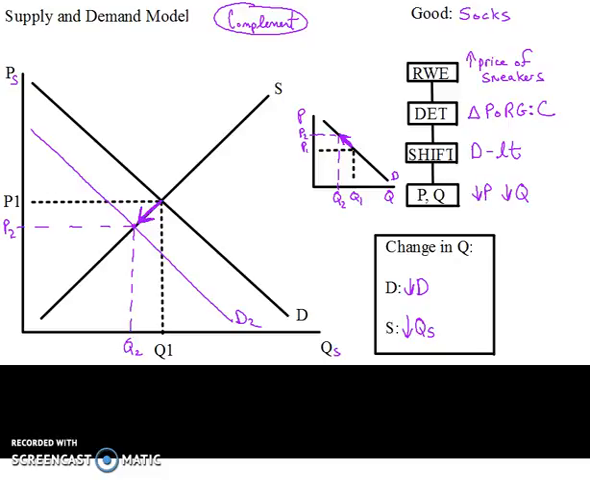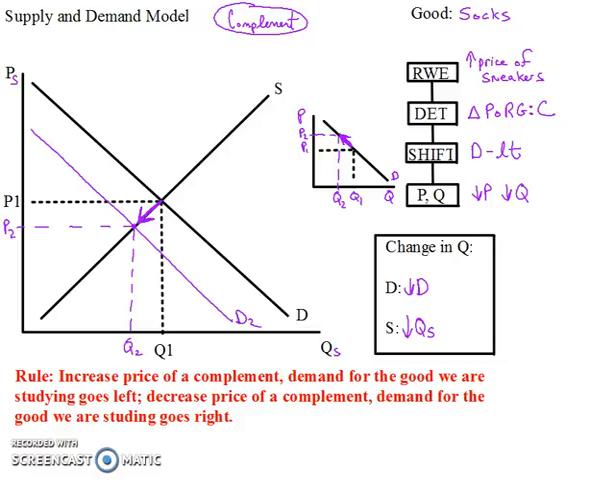Let's look at the conclusion that we can draw here. Anytime you get an increase in the price of a complement, that's what we did, increase in the price of sneakers, then the demand for the good that we are studying will shift to the left. That was the decrease in demand for socks. And going the other way, if you get a decrease in the price of the complement, if sneakers became cheaper and people started buying more sneakers, then they might buy some more socks to go with those sneakers. So the demand for the good that we were studying, socks, would shift out to the right. So that's our rule for change in price of related goods complements.